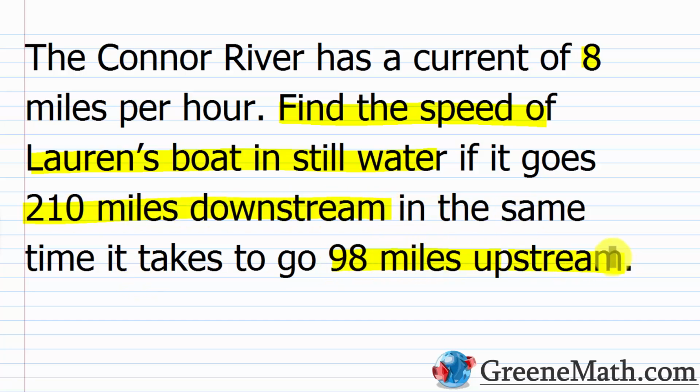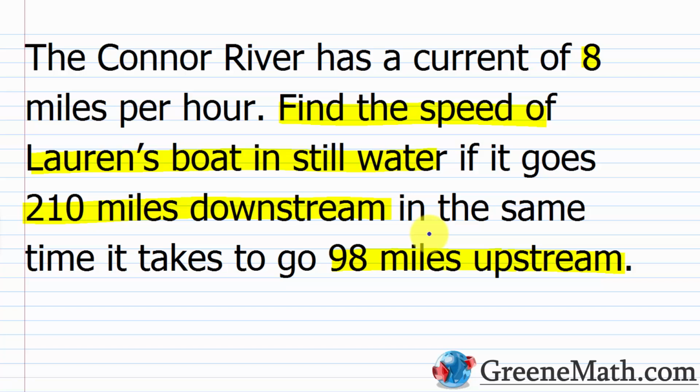So when you get these type of problems, you need to understand the difference between still water, upstream, and downstream. The way these problems work, if you're in still water, basically there's no current. If you're going upstream, you are fighting the current, so you have to subtract the speed of the current away from the speed of the boat in still water. If you're going downstream, the current is pushing on you, so you're going with the current, and so now you need to add the speed of the current to the speed of the boat in still water. We'll talk about that more in a second.